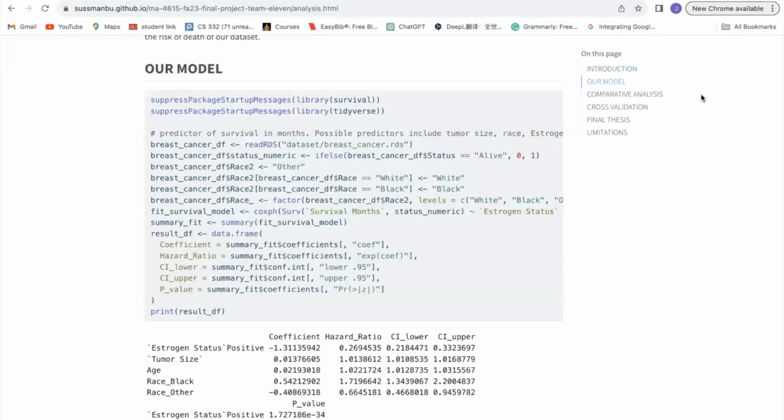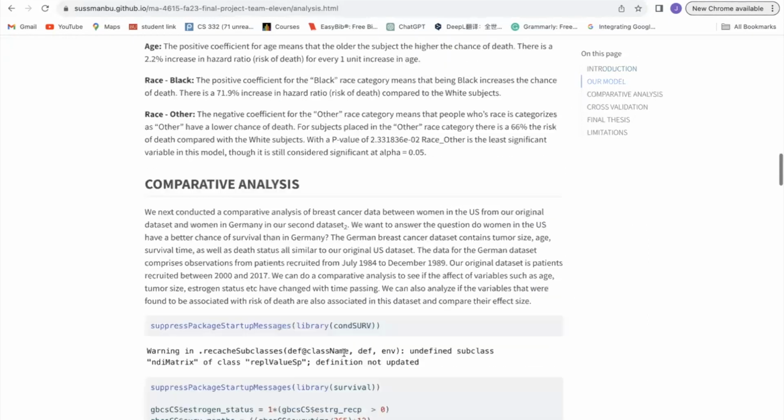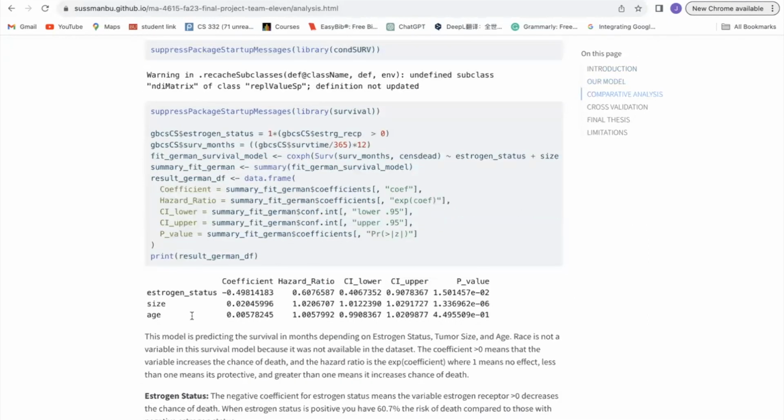In our final model, we include estrogen status, tumor size, and age, and we found that the p-value is small enough, which means that the variables in the final model have statistical significance. And for our German group, we include estrogen status, size, and age, and we found that the p-value is also small enough, which shows that they have statistical significance in our final results.